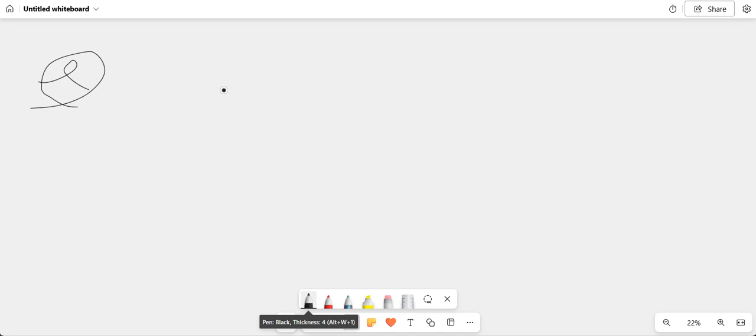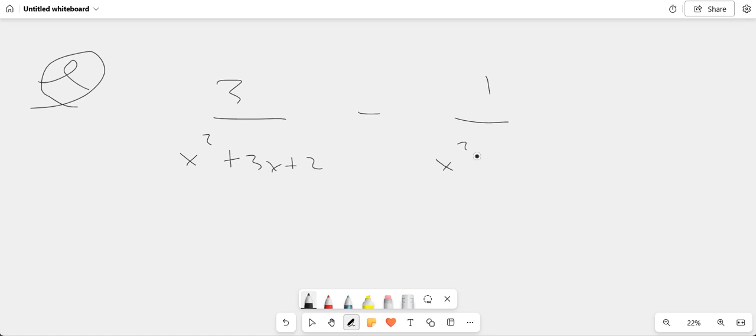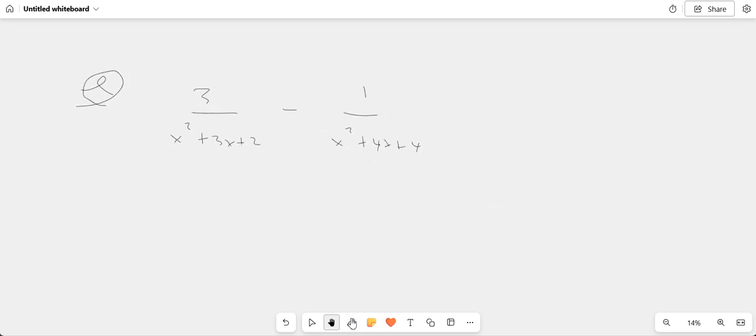Okay, cool. Question E. Got 3 over x squared plus 3x plus 2 minus 1 over x squared plus 4x plus 4. Again, use polynomial, but you can clock it right now. The right hand side is going to be x plus 2 squared. You can already see that. So it doesn't matter, we'll do it anyway.